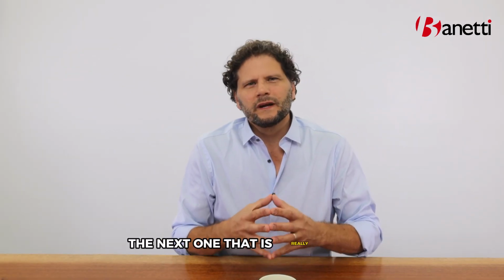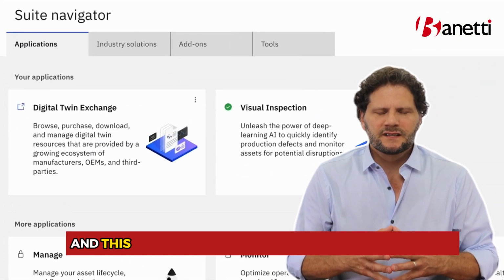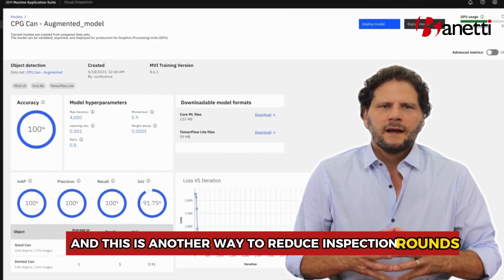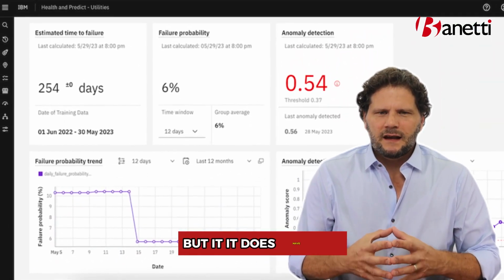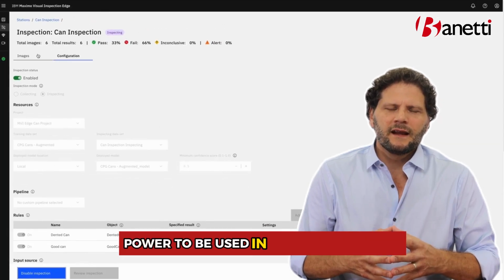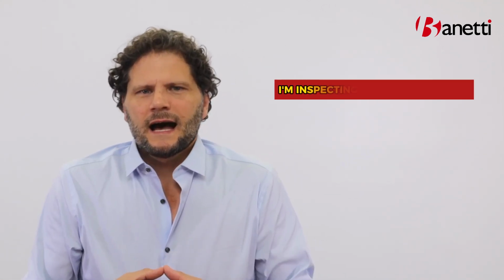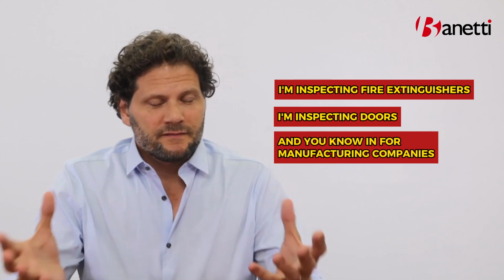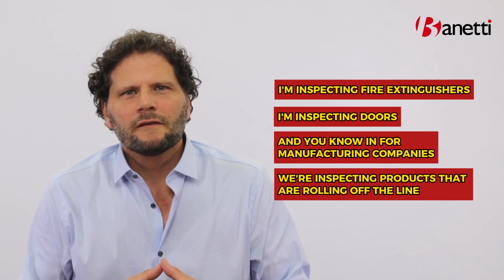The next one that is really powerful is the visual inspection. And this is another way to reduce inspection rounds. Now, this can't be used everywhere, but it does have the power to be used in a lot of scenarios where inspection rounds come in. This is things like, I'm inspecting fire extinguishers, I'm inspecting doors, or for manufacturing companies, we're inspecting products that are rolling off the line.